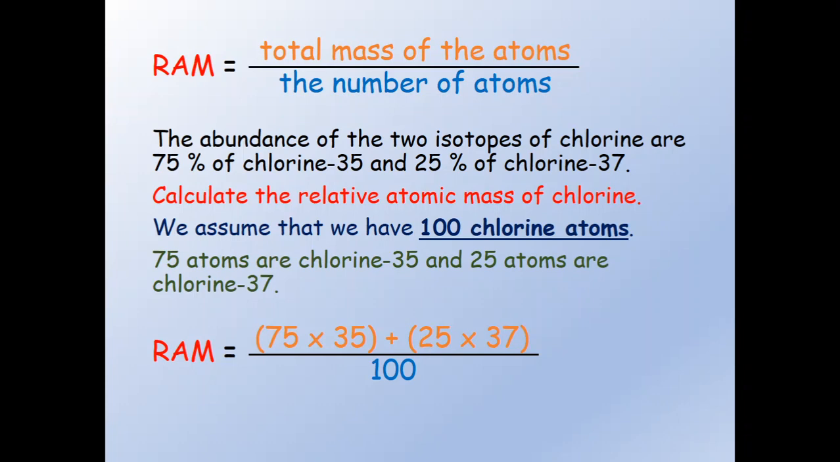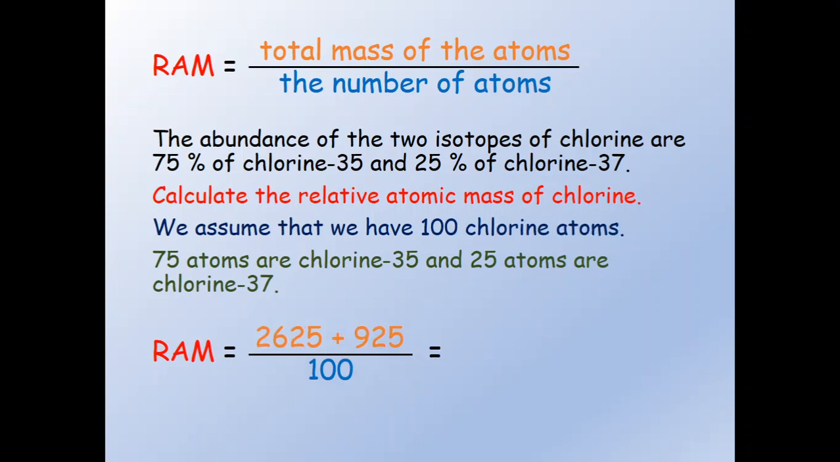Now we can start calculating. So we get, if we multiply together the numbers in the brackets, 2625 plus 925 divided by 100. This is 3550 divided by 100, and this gives us a relative atomic mass for chlorine of 35.5.